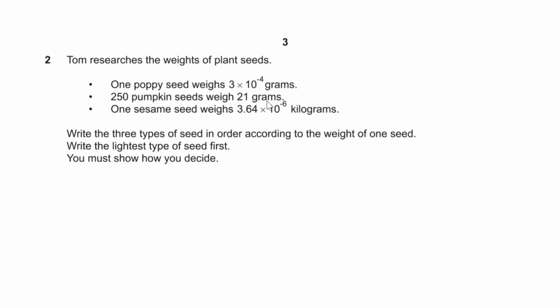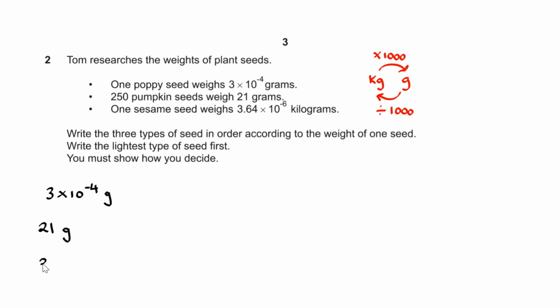Well, here you can see we've got grams, here we've got grams, here we've got kilograms. So we can get the units the same. To go from kilograms to grams, we would have to times by 1,000, and to go from grams to kilograms, we would have to divide by 1,000. So if we take a look at each of these different values, well, we've got the 3 times by 10 to the minus 4 grams, we'll leave that alone for a second. And then we've got the 21 grams, we'll leave that alone for a second.